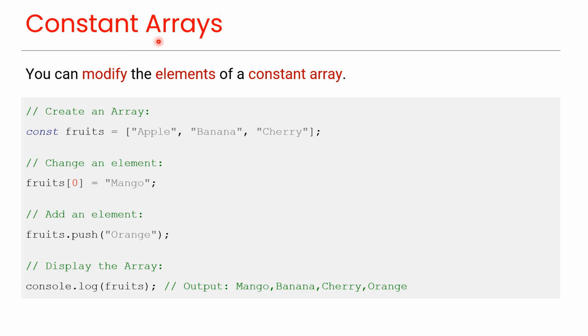Constant arrays. You can modify the elements of a constant array. In this code, we create a constant array called fruits. We change the first element to mango, and add orange to the end, as you can see in this output. This works because the reference stays the same, we are only changing its contents.